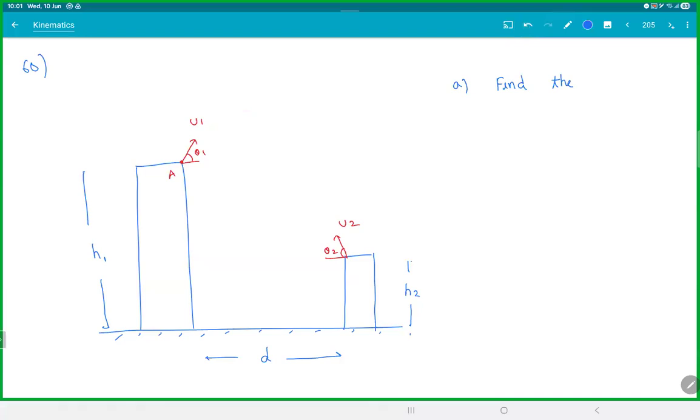How many variables are there? U1, U2, theta1, theta2, H1, H2, D. 7 variables. In the exam they can give you 6 and ask the seventh one. So find the minimum distance between A and B. Again, we are assuming no one falls on the ground before. Find the condition for them to collide.